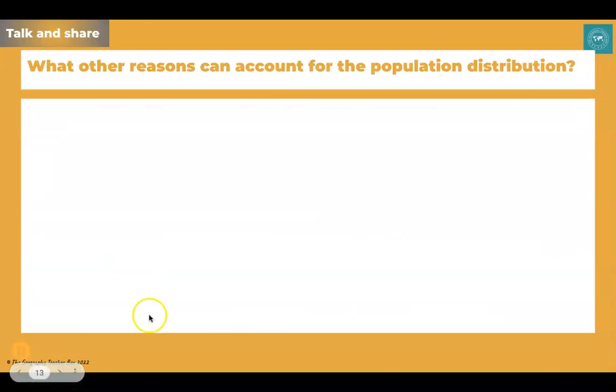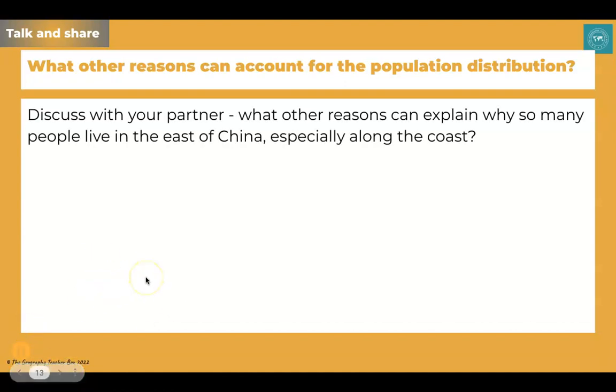And the final activity that I'd like you to do. We've only really considered three factors to try and explain the population distribution. We've talked about rainfall perhaps being a reason why it's in the east of the country. We've talked about the flat land, and we've talked about the agriculture. What I'd like you to think about is whether there are perhaps other reasons why so many people live in the east of China, particularly along the coast. You might want to discuss this with your partner. So pause the video now and see if you can think of any other reasons.